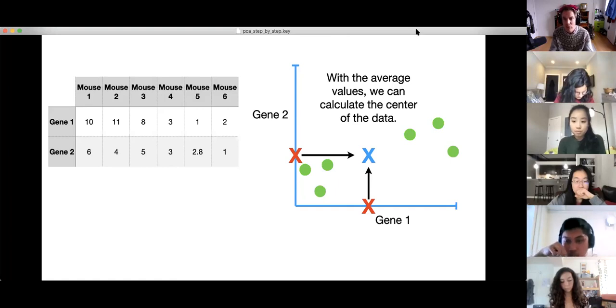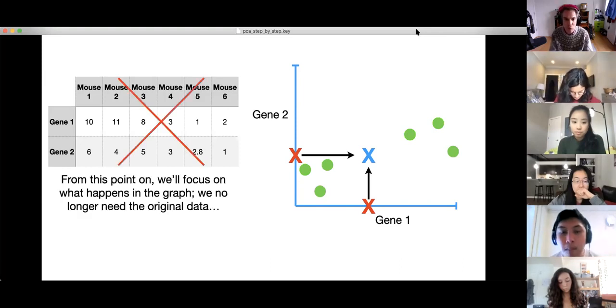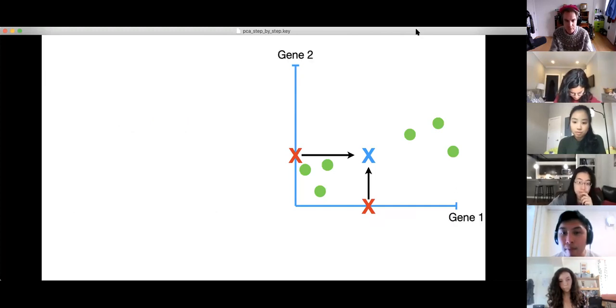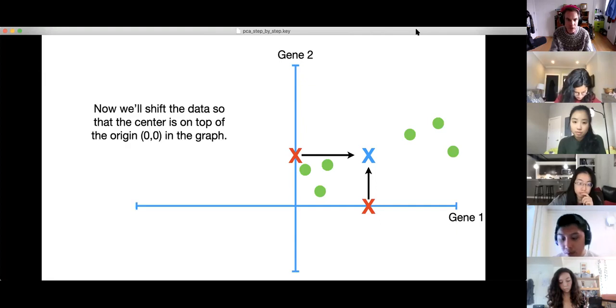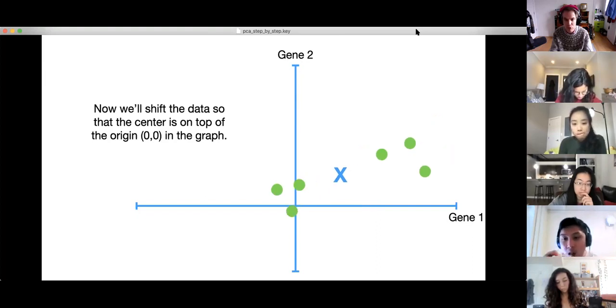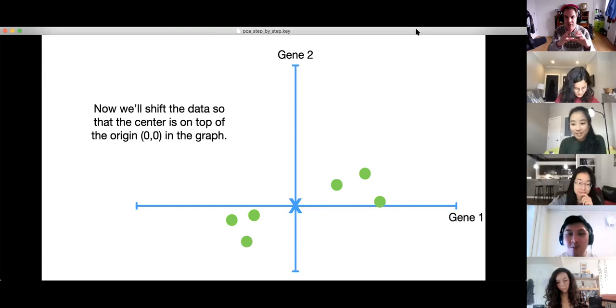With the average values, we can calculate the center of the data. And it's basically, we just draw a line from each average value, and where they intersect is the center of the data. So from this point on, we're going to focus on what happens in the graph, and we will no longer need the original data. So there's our data. Now we'll shift the data so that the center is on top of the origin. So 0,0. So we're going to shift the data. Bam. So now that X, which represents the center of the data, is sitting smack dab on 0,0, the origin of the graph.